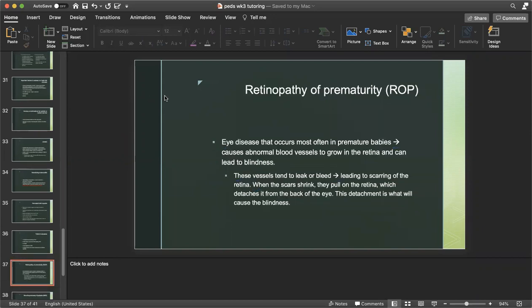So retinopathy of prematurity, or ROP, is an eye disease that occurs most often in premature babies, and it causes abnormal blood vessels to grow in the retina and can lead to blindness. These vessels tend to leak or bleed, leading to scarring of the retina. When the scars shrink, they pull on the retina, which detaches it from the back of the eye, and this detachment is what will cause the blindness. So this is why you see a lot of little kids with glasses on, because they were probably born premature and had ROP.